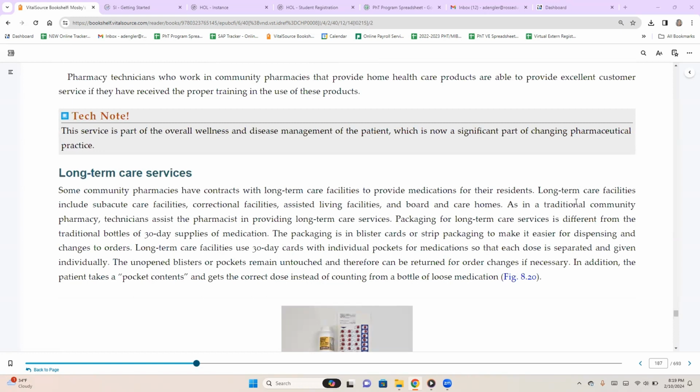Packaging for long-term care services is different from the traditional bottles of 30-day supplies of medication. The packaging is in blister cards or strip packaging to make it easier for dispensing and changing orders. Long-term care facilities use 30-day cards with individual pockets for medication so that each dose is separated and given individually. The unopened blisters or pockets remain untouched and therefore can be returned for order changes if necessary.